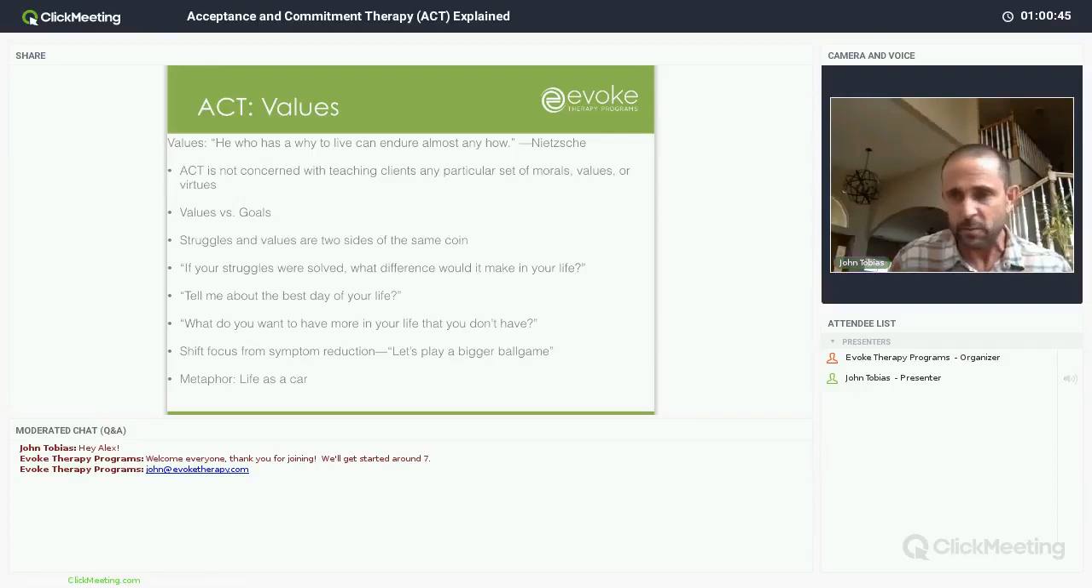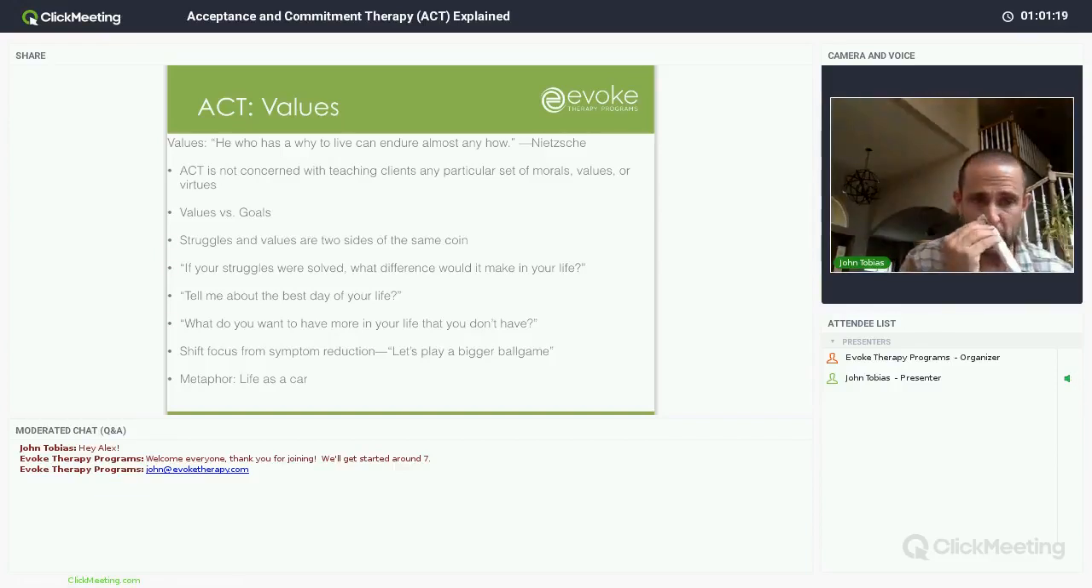We just typically have to flip over the coin, and we'll find a value that we're not in accordance with, or we're not moving congruently with. And so then we can look at it from this perspective of, okay, instead of my behavior being dictated by the struggle, how can my behavior be dictated by the value? That's an important question.